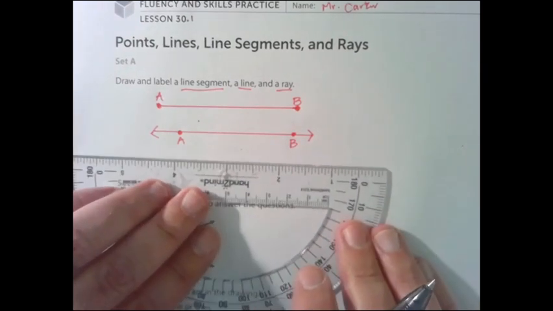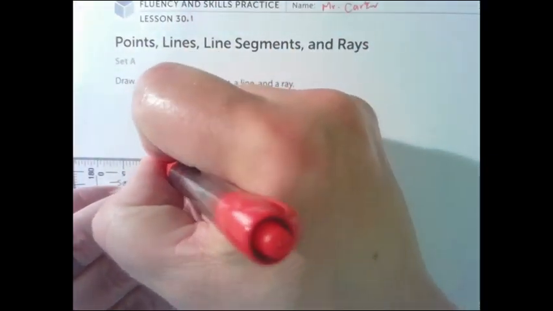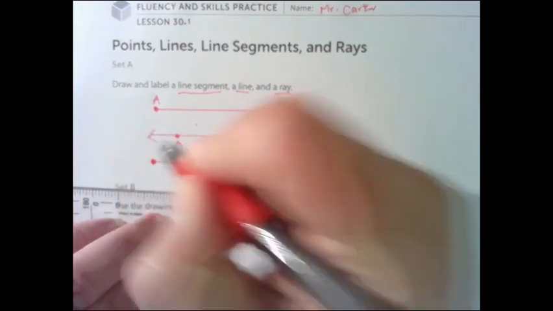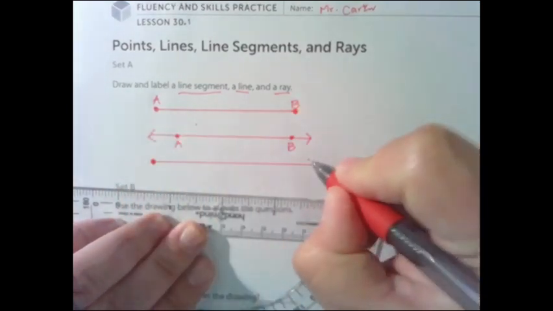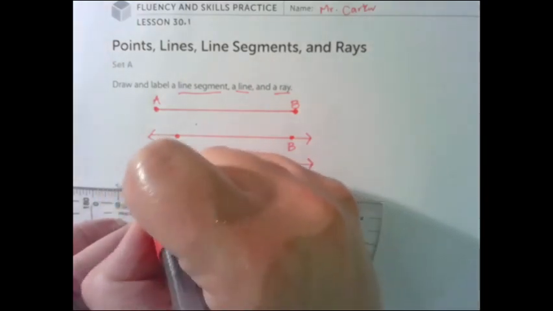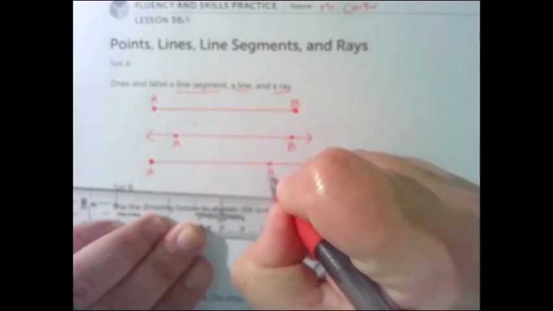Now our ray. It's again another straight set of points. This time it has an endpoint, and then on one side it goes on forever and ever. So we're going to call this point A. I'm going to put point B somewhere on here.